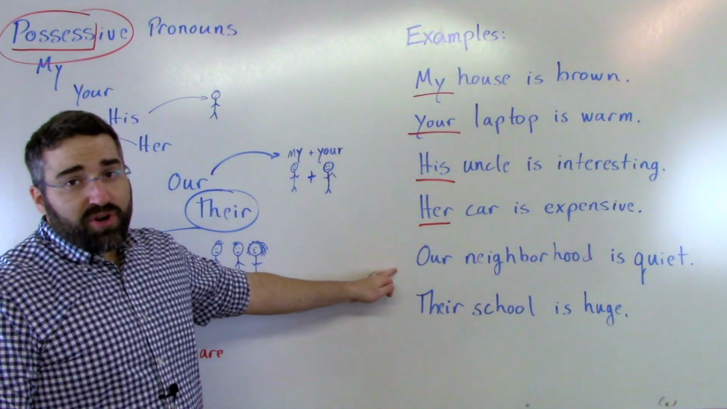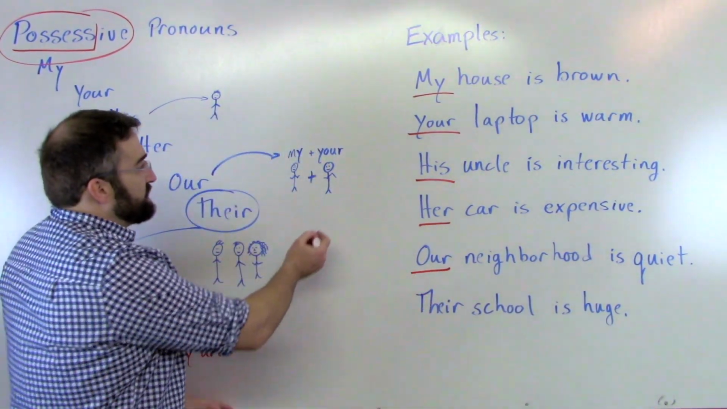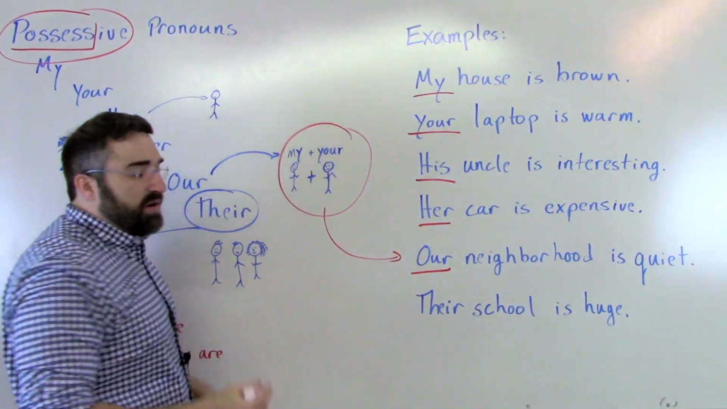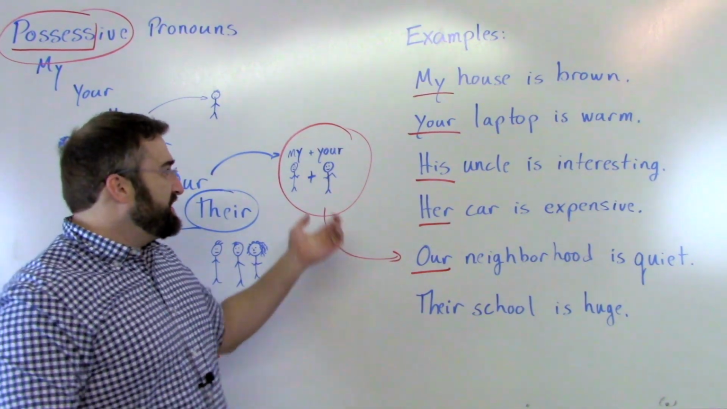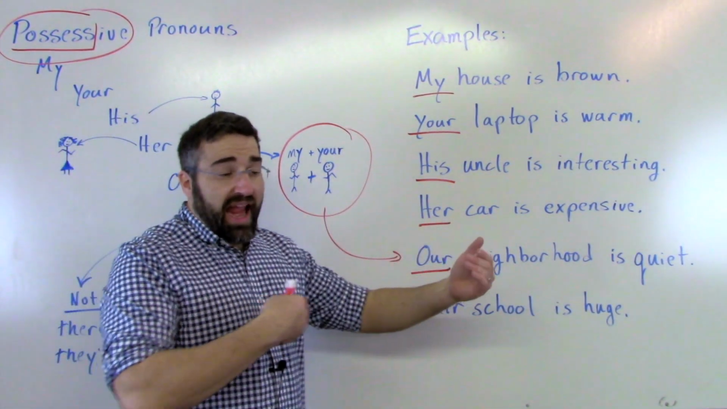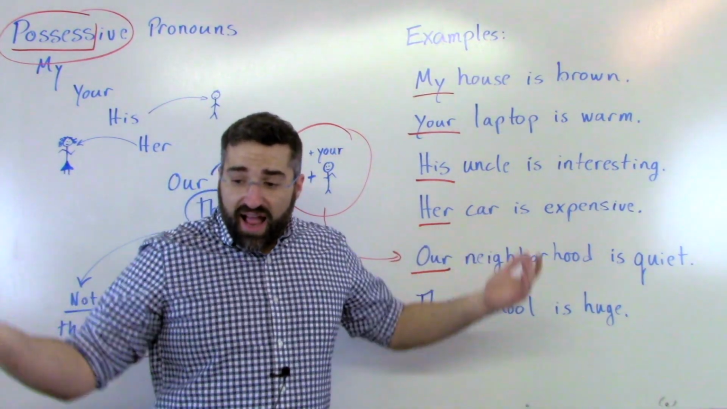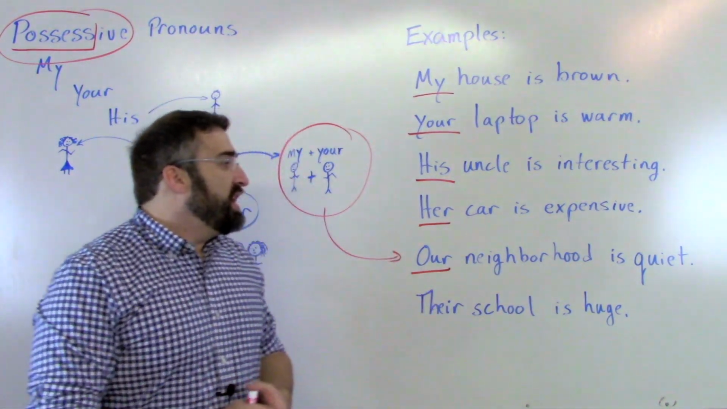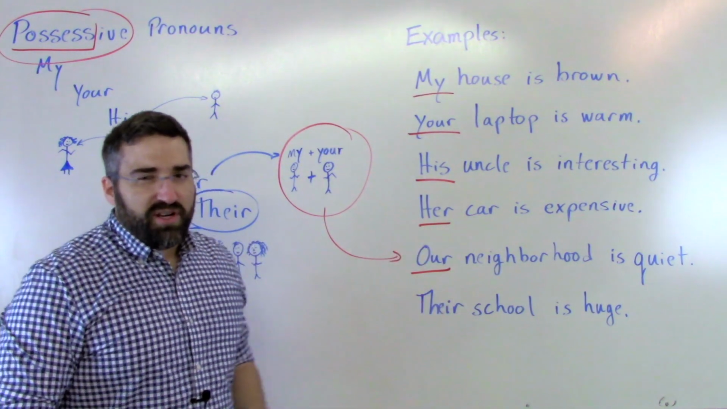Next, our neighborhood. Our neighborhood, remember our is a group of people here, okay? So a group of people would say our neighborhood. You can say my neighborhood or your neighborhood, but if you and that person live together in the neighborhood, you say our neighborhood, not my neighborhood, your neighborhood. Our neighborhood is quiet, right? Nice and quiet, not a lot of noise, not disturbing.